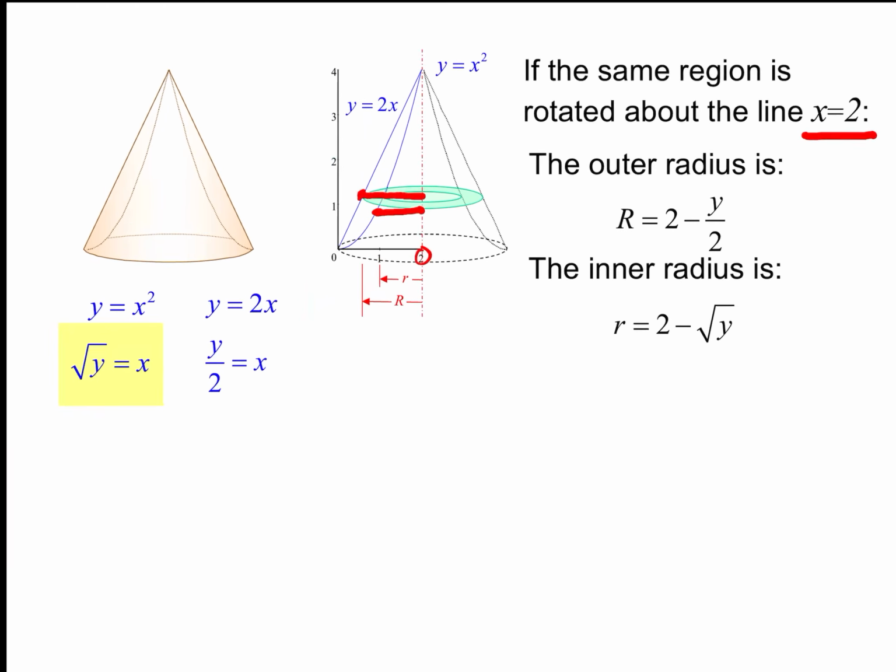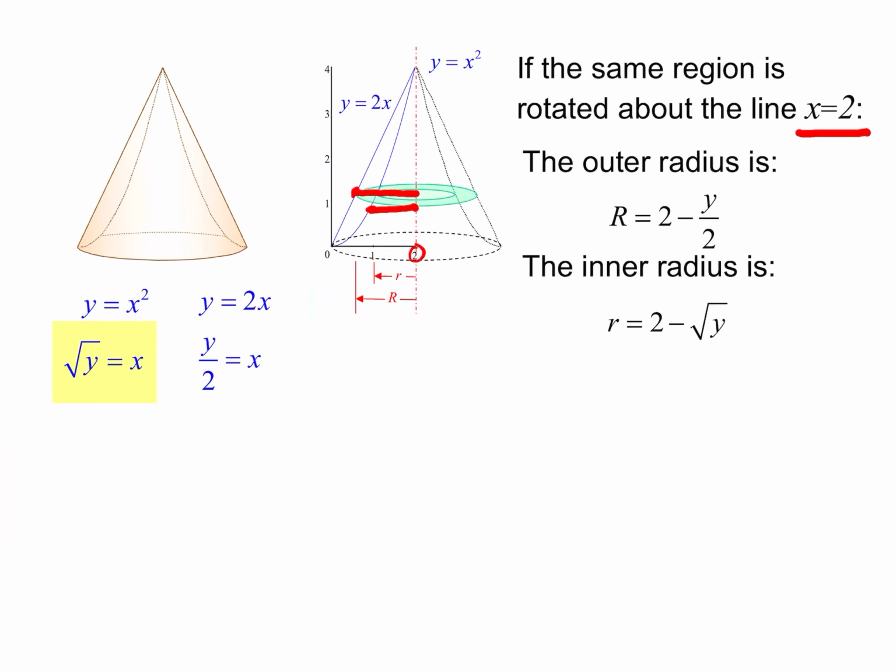So once you have the outer and inner, again, now you use the formula, which is that. And we are going 0 to 4. Remember, these are dy's. So we want to go.